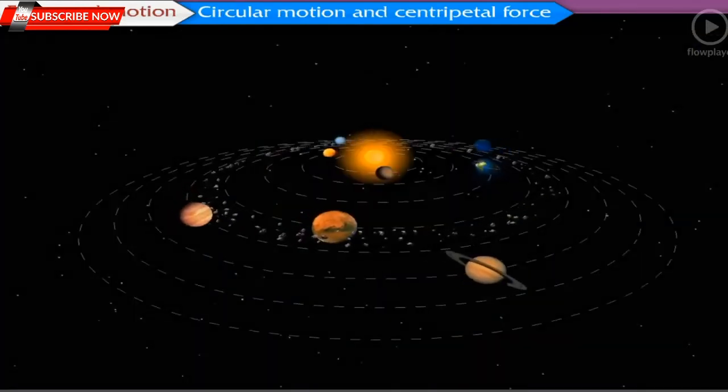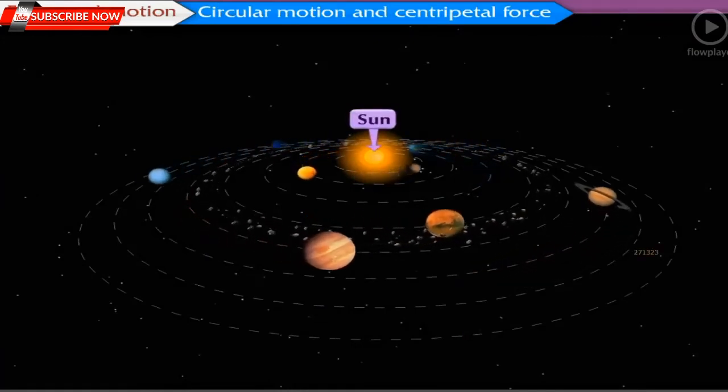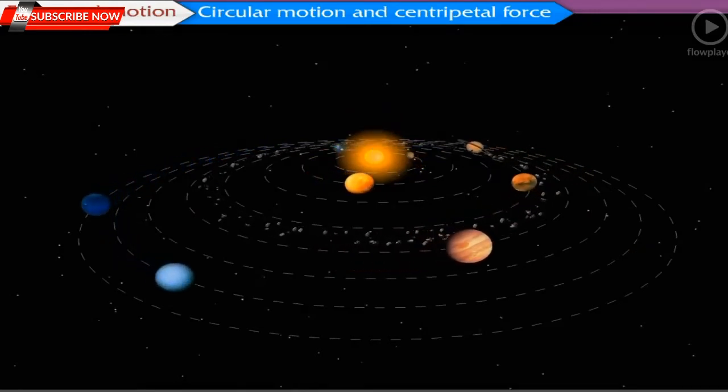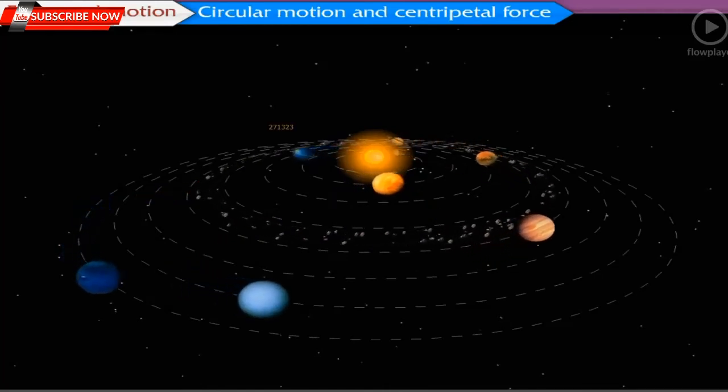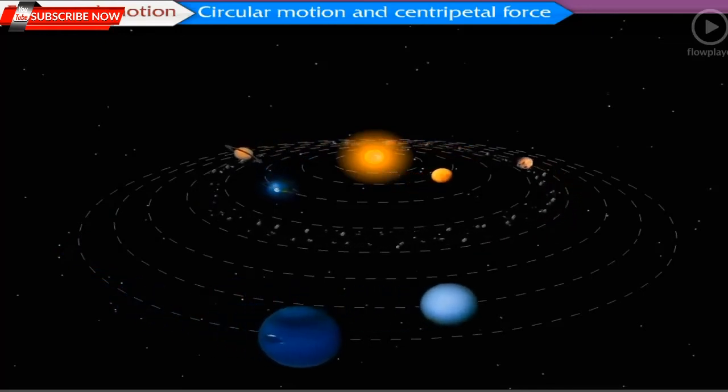Like the Moon, other planets in the solar system too revolve around the Sun in specific orbits. There exists such a force on these revolving planets as well. That is, the Sun must be attracting the planets, including the Earth, towards itself. Come, before we proceed to the next part, let us know about one scientist.